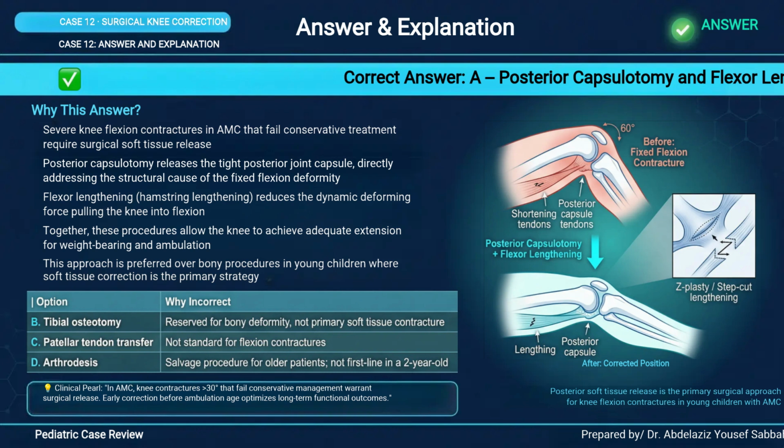Supracondylar femoral extension osteotomy is reserved for bony deformity, not primary soft tissue contracture. Quadriceps tendon transfer is not standard for flexion contractures. Knee arthrodesis is a salvage procedure for older patients and is not first line in a 2-year-old. An important clinical pearl: knee contractures greater than 30 degrees that fail conservative management warrant surgical release, and early correction before ambulation age optimizes long-term functional outcomes.